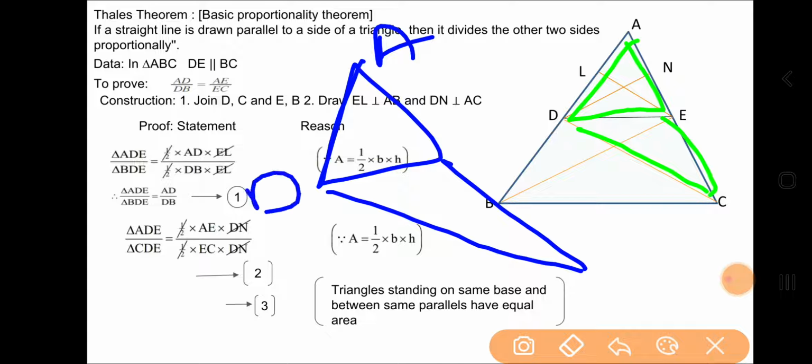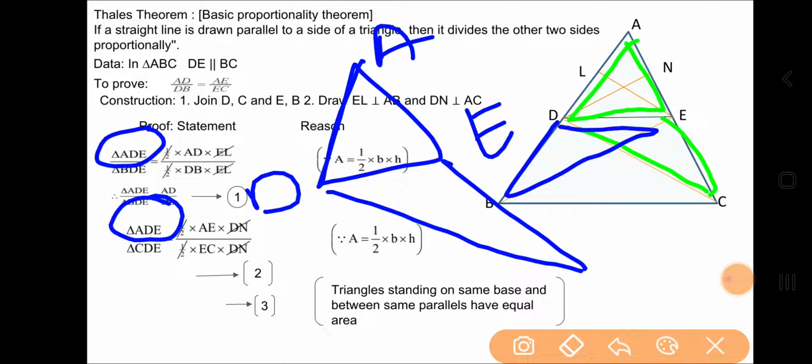ADE. Observe that in the previous equation also we have taken ADE in the numerator, and in this also we have taken ADE in the numerator. But in the denominator, once I have taken the left bottom triangle, and this time I have taken the right bottom triangle. So this is DCE.